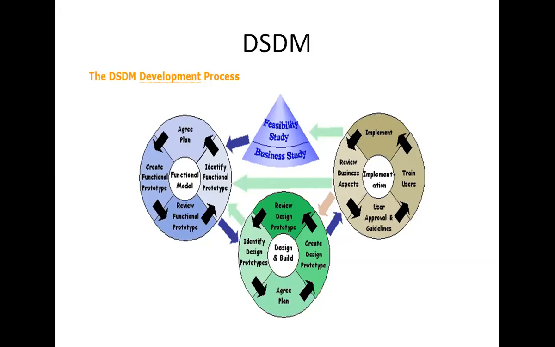Then business study. This stage examines the influenced business processes. Here user groups are involved and their respective needs and wishes are also there in business study. Then move to the functional model iteration, FMI.